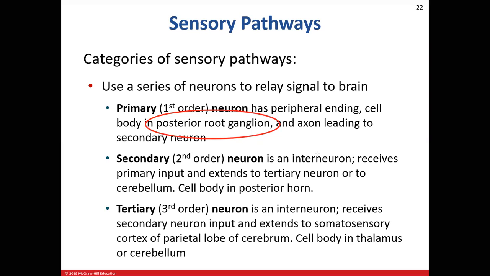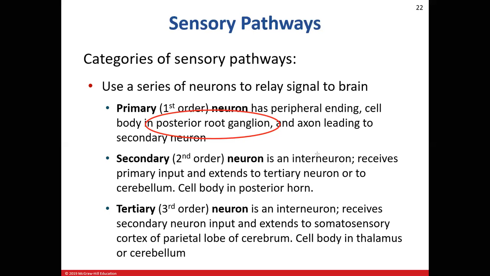The secondary neuron or second order neuron is an interneuron. So it's going to receive the primary input and then it extends up to synapse with the tertiary neuron or up into the cerebellum. In this case, the cell body is going to be located in the dorsal horn or the posterior horn, and it's going to synapse either in the cerebellum or typically in the thalamus.